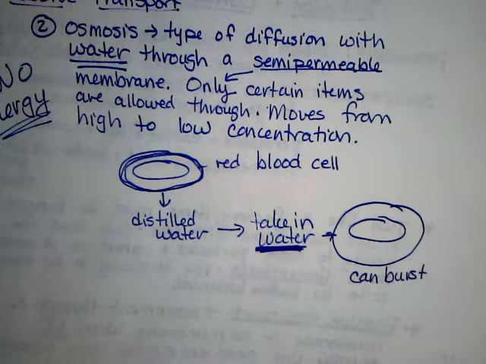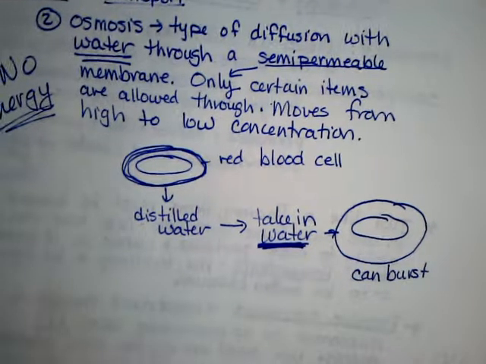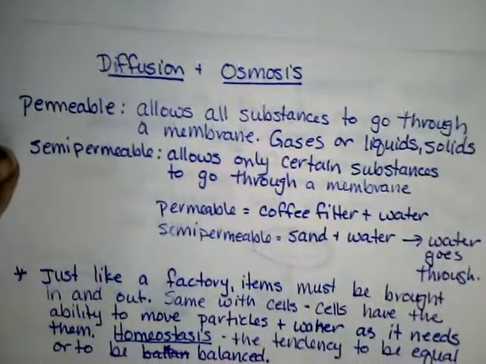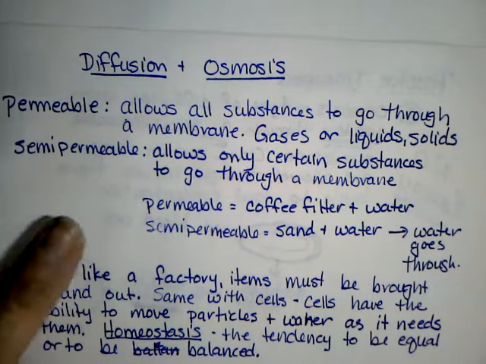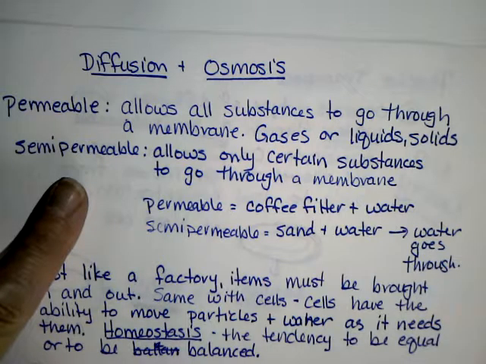Okay? So let's go back and go over everything real quick. So I'm going to flip this back over to page 1 of my notes. Permeable allows substances to go through a membrane. Lets any substance go through. It's not picky. Anything can come and go. Semi-permeable only lets certain substances in. Only certain ones. Okay?